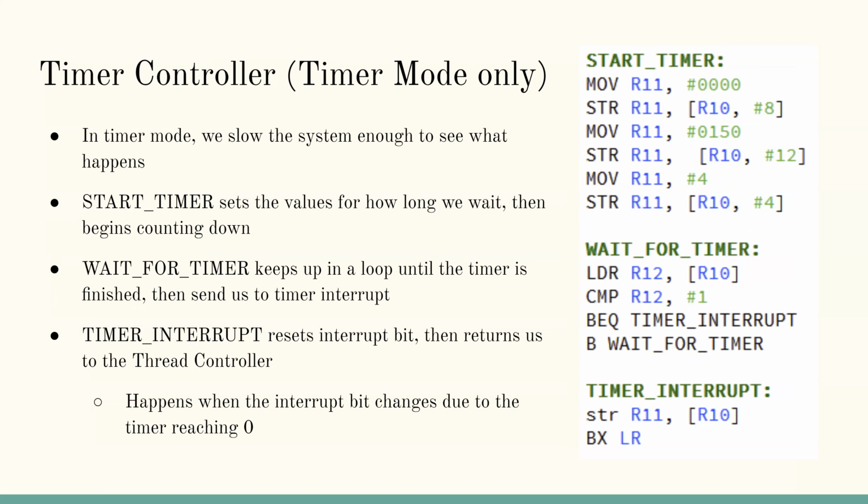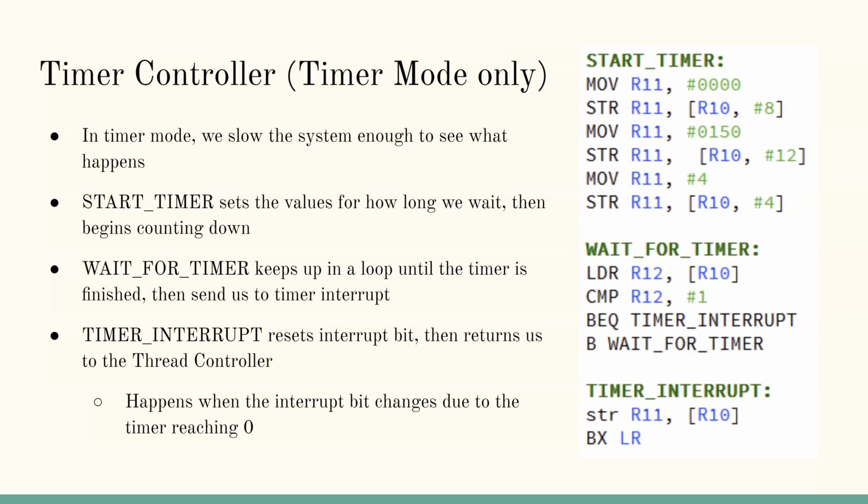Okay, so here we have the timer controller. As mentioned before, if we are not using the timer controller, the system will simply run too fast to be able to see visually. So we are using this timer mode in order to slow the system enough just to see what happens while looking at the 7-segment display.